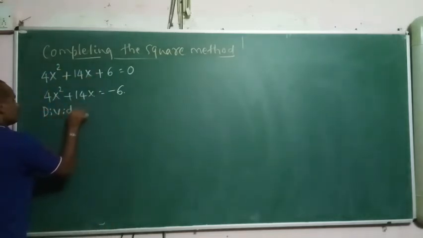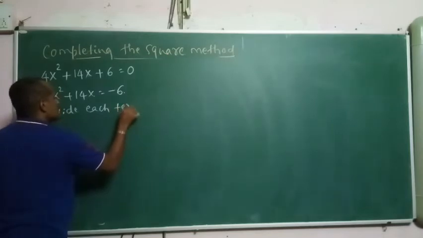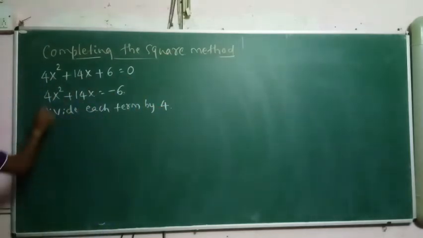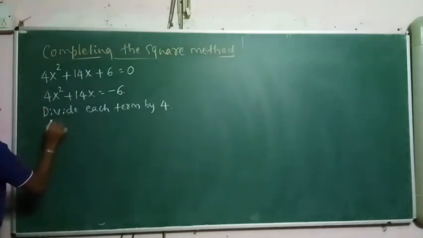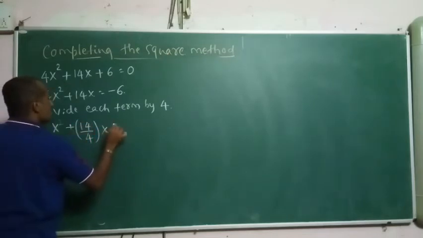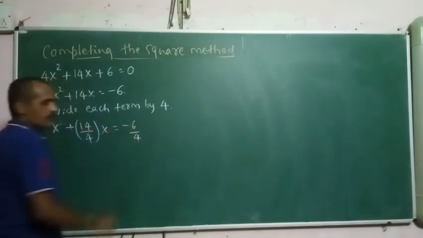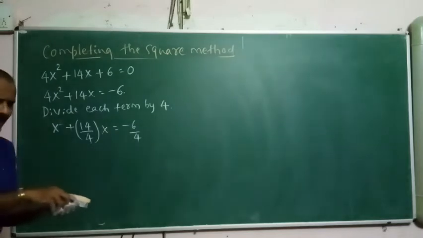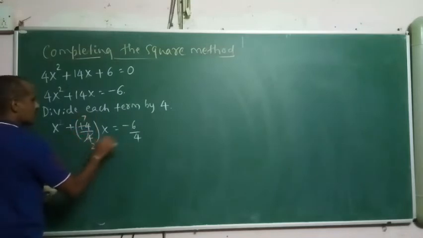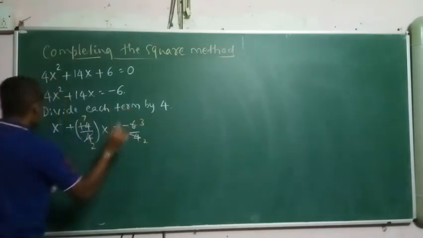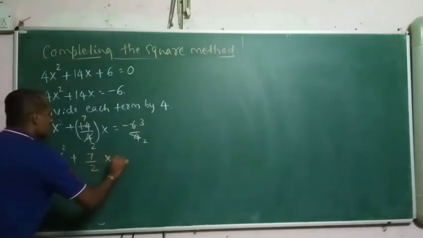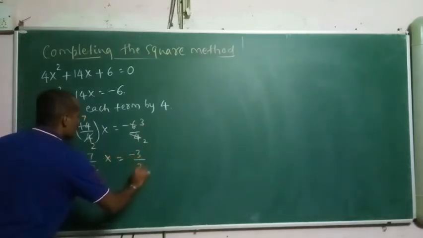Divide each term by 4. I will write directly. It is x square plus 14 by 4 into x is equals to minus 6 by 4. If it is possible to simplify, I can simplify it. Okay, 2 2s are 2, 2 7s are 14, 2 2s are 2, 2 3s are 6. I can rewrite it: x square plus 7 by 2 into x is equals to minus 3 by 2.